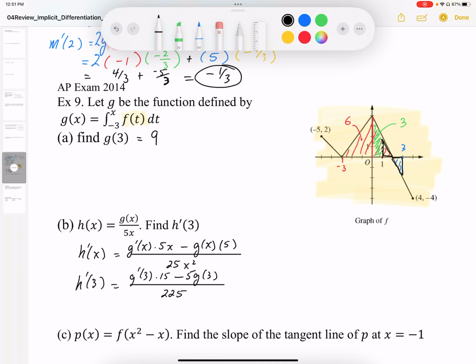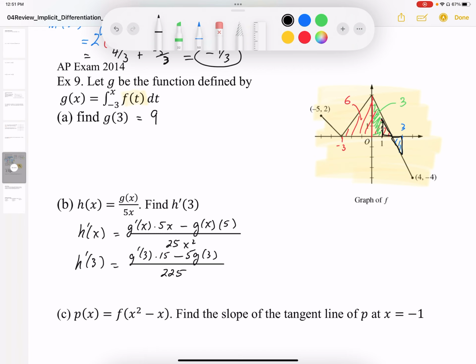Okay, so working out this value then, g prime at 3. The g prime at 3 is going to be the derivative of g at 3, which is the same as f. So we can say that g prime of x is the same as f of x. So g prime at 3 is the same as f of 3. The f value at x equals 3 is going to be given by this coordinate, -2.